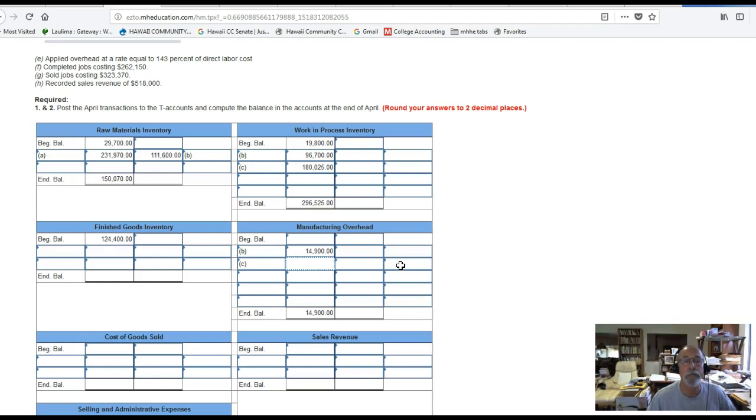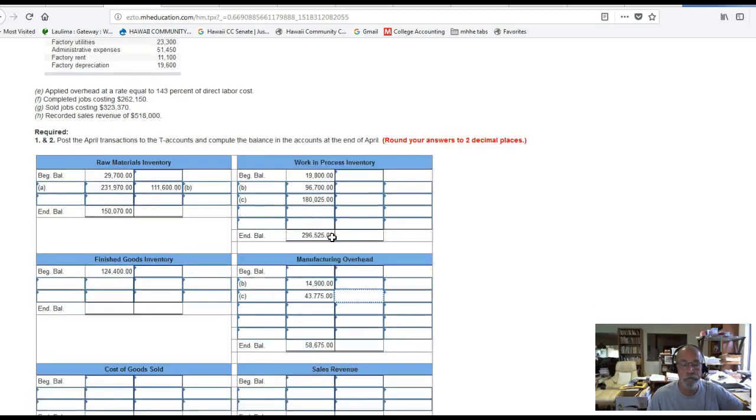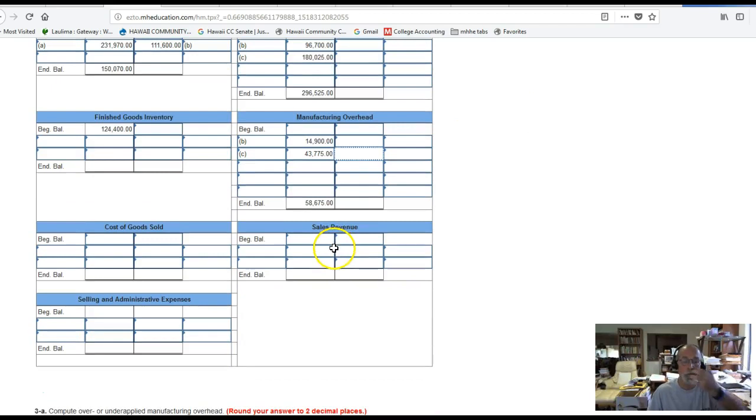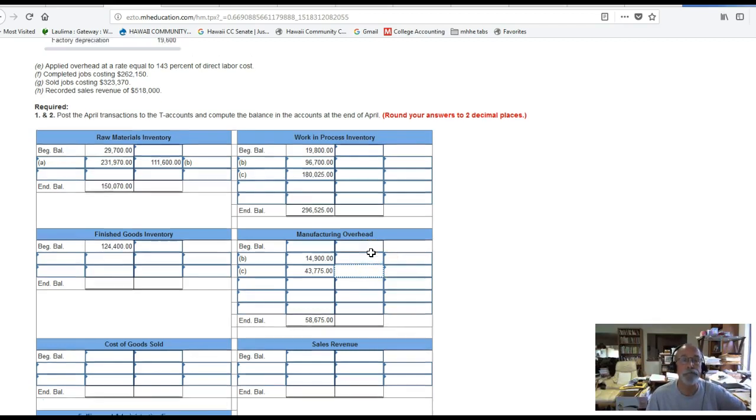And again, that amount is 43,775. And our credit would be our various payroll liability accounts, which we're not dealing with in this problem, just as we didn't deal with the accounts payable account credit in the first transaction. But just know that there would be a number of credits that would be recorded as a part of this payroll entry to record labor.